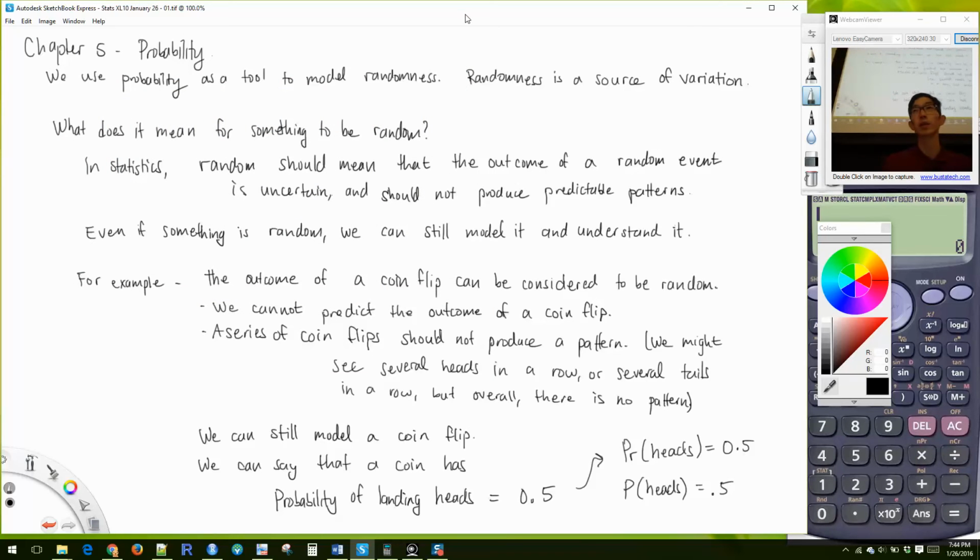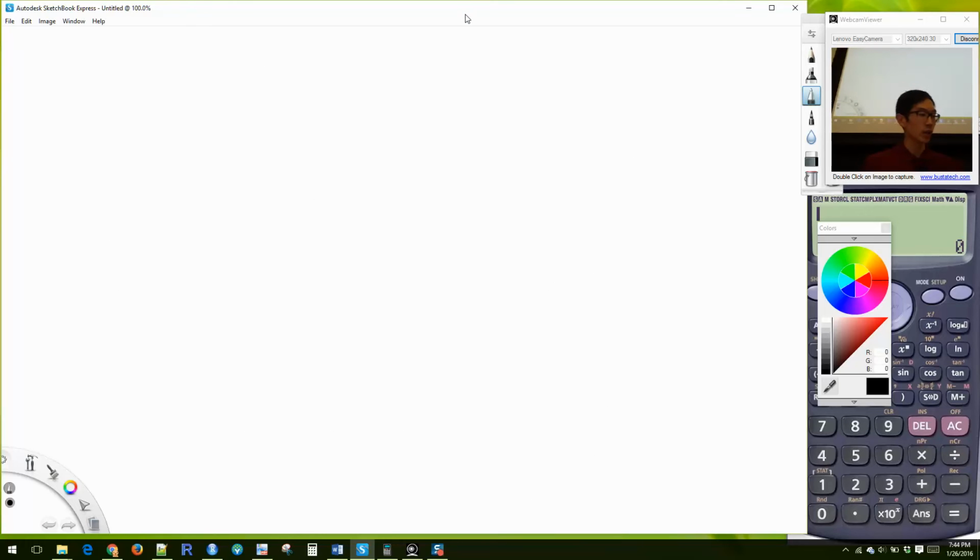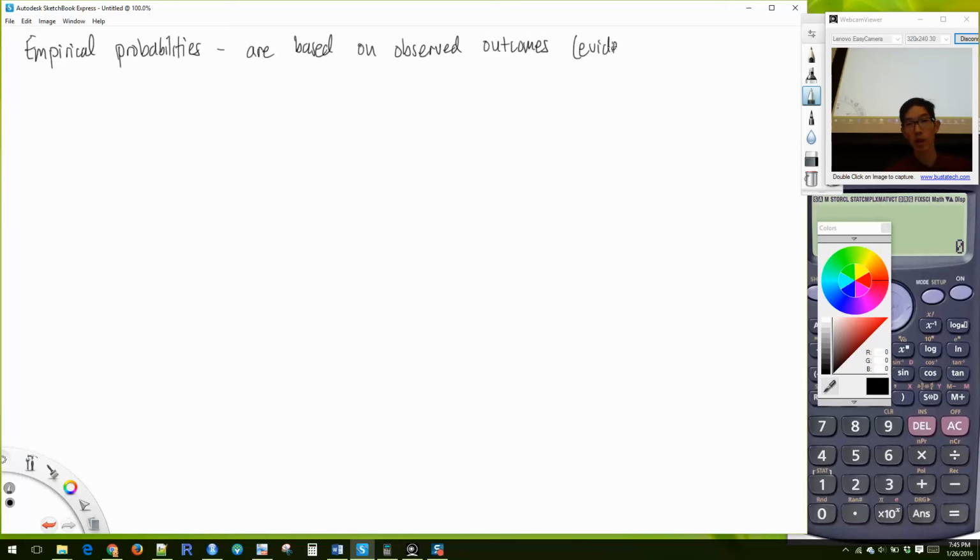Okay, is that all right? All right, and so, using computers or random digits, we can simulate the outcome of a coin flip, all right? And we want to draw a distinction between what we call empirical probabilities and theoretic probabilities. Okay, empirical probabilities, these are based on observed outcomes, or evidence-based. Okay, so that's what empirical means.